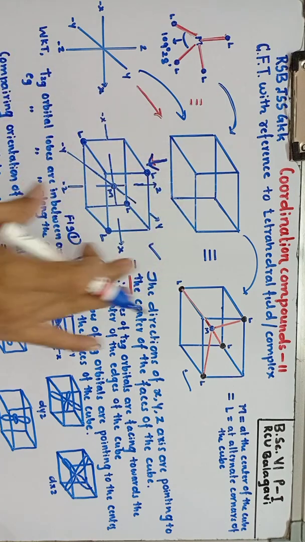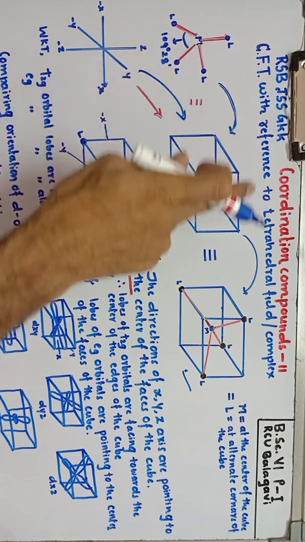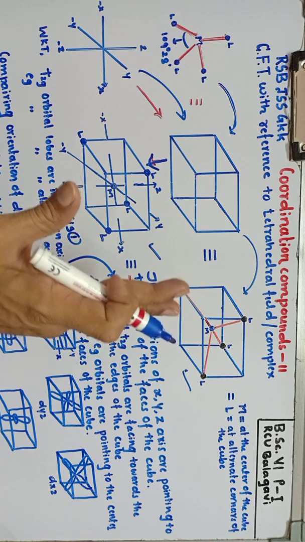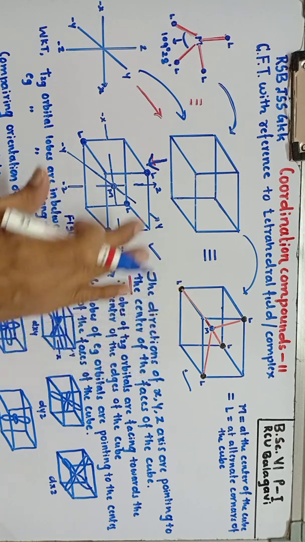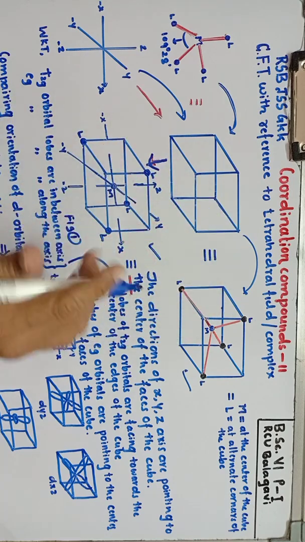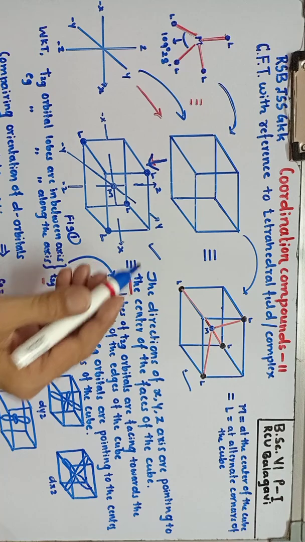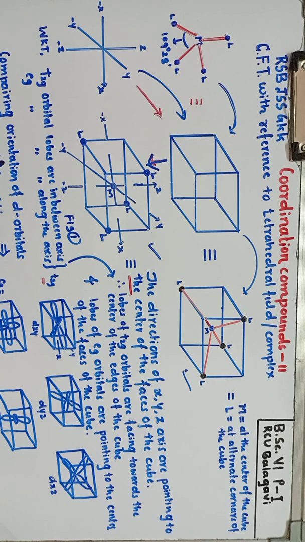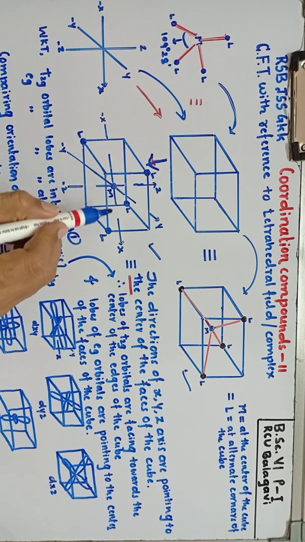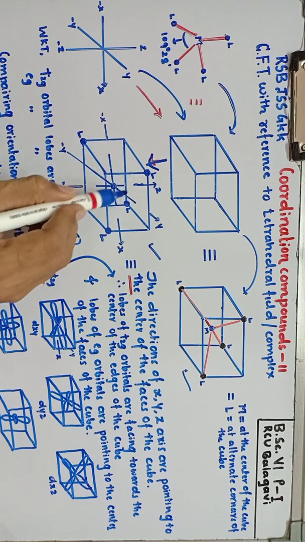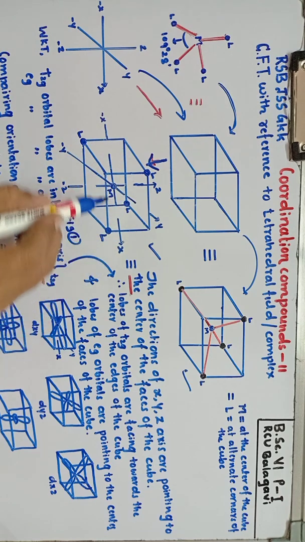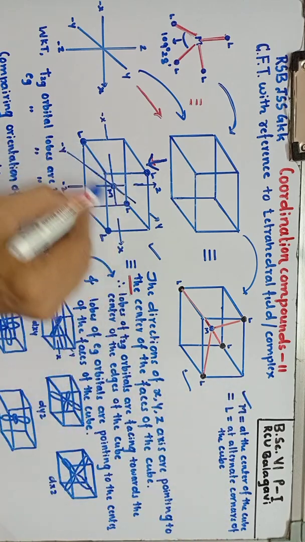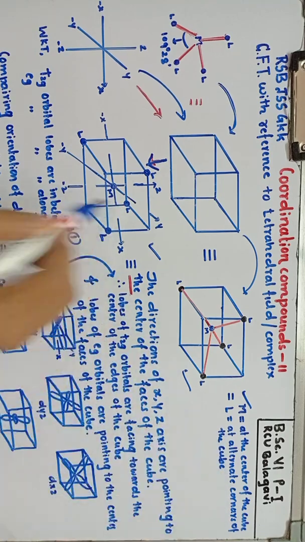So that means in order to explain crystal field theory with reference to tetrahedral complex, we can compare the regular tetrahedron. That means a regular tetrahedron is related or compared with a simple cube. So for this, let us consider a tetrahedral complex which is placed in a simple cube as shown in this figure 1. Here the metal is exactly at the center of the cube and 4 ligands are occupying the alternate corners of the cube.